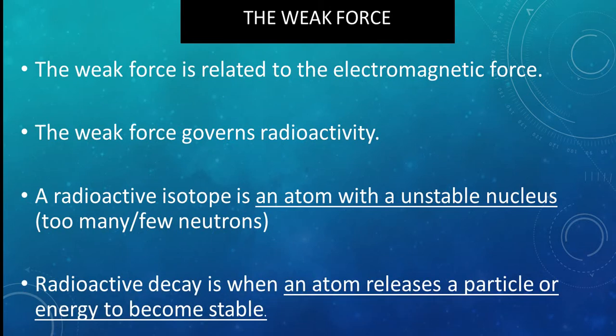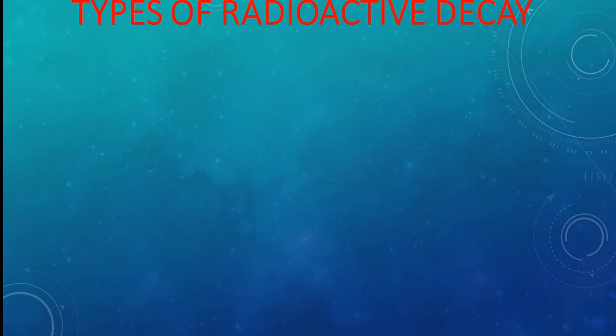So radioactive decay. Radioactivity is a form of decay. Decay is to break down. That's when an atom releases a particle or some sort of energy to become stable. So it's going to become balanced by either getting rid of something or letting off some light. There are different types of radioactive decay.